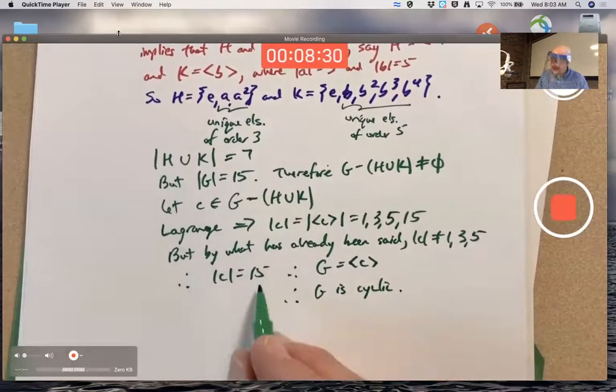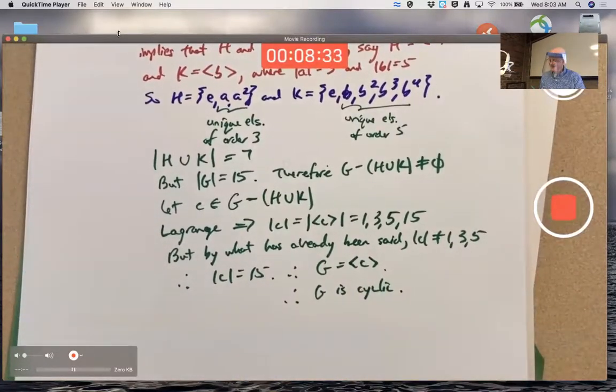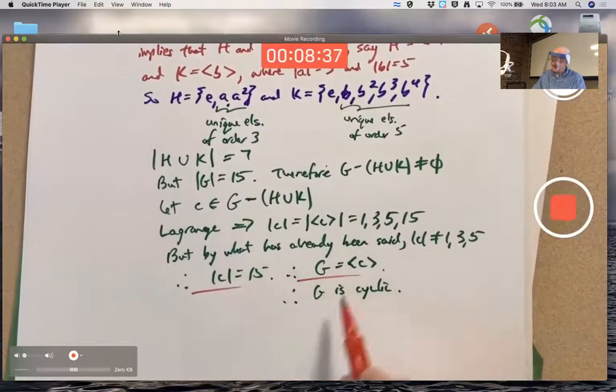By the way, each of these last 3 things counts as a sentence. The 3 dots means therefore. That's a sentence, that's a sentence, that's a sentence.